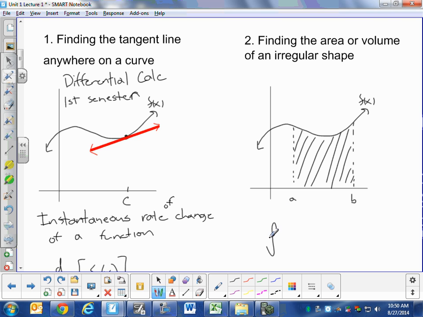The notation for this is this S. It's kind of a skinny capital S. Stands for an infinite sum. Starting at A, going to B, of all of these rectangles that are going to have height of f of x, or function values, they'll have widths of dx, which is just notation for an infinitely skinny width. This is called integral calculus. You'll do this in the second semester.